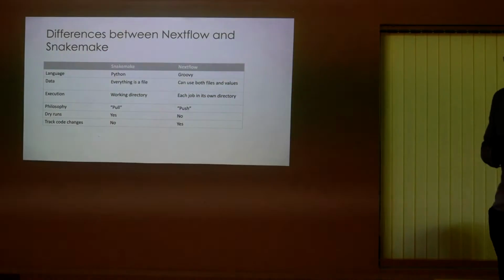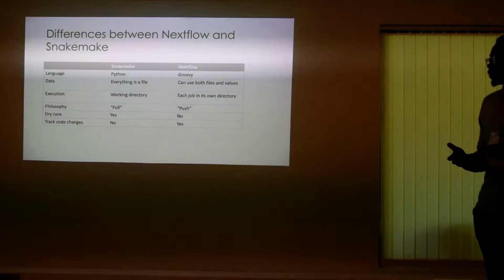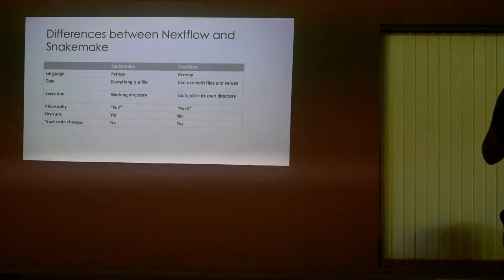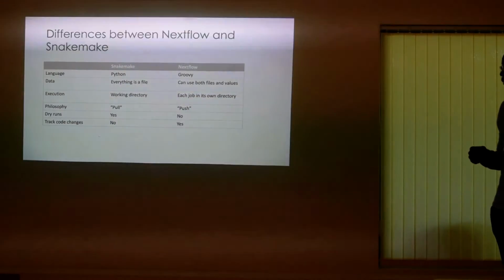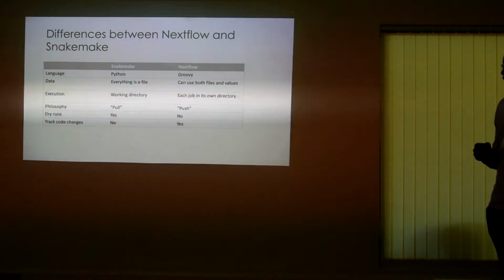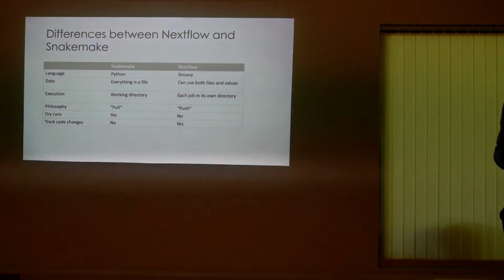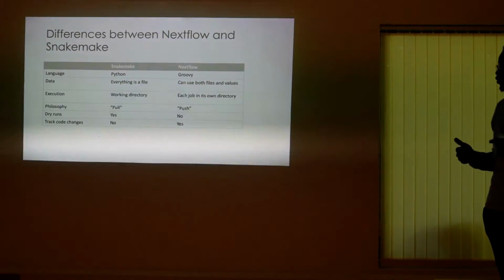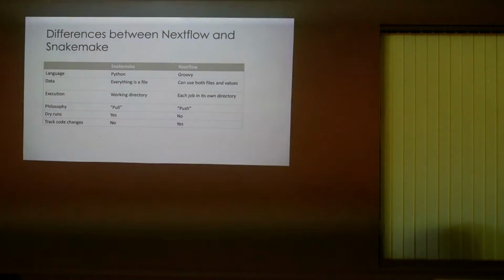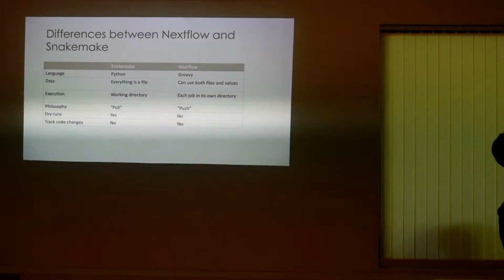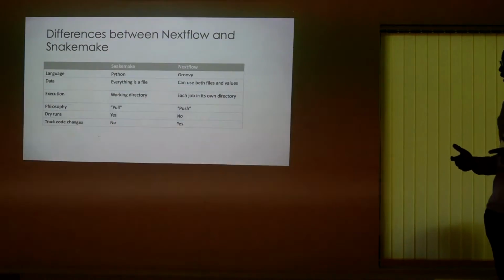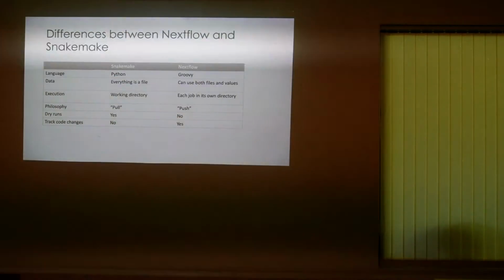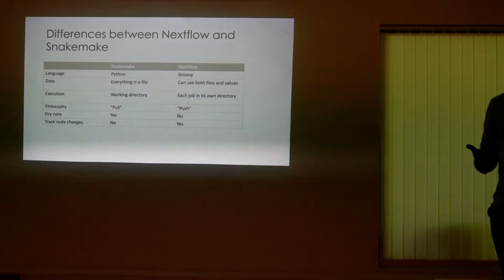Another difference is that in Snakemake, you can do dry runs, as you had seen, using the -np parameter. But in Nextflow, this has not been implemented, although I think they're currently working on something called stubs, which enables you to do a dry run. In terms of tracking code changes, Snakemake does not allow for tracking of the changes, while Nextflow does that.